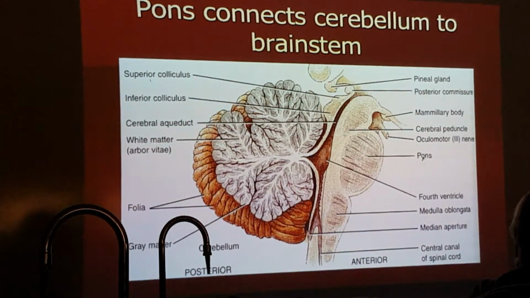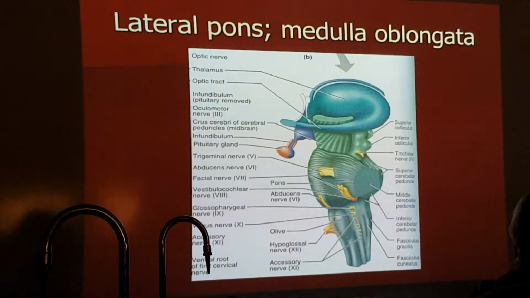Looking at a sagittal slice through the fourth ventricle, cerebral aqueduct, cerebellum, pons, midbrain, oculomotor nerve. You see a whole bunch of cranial nerves coming out of the brainstem.